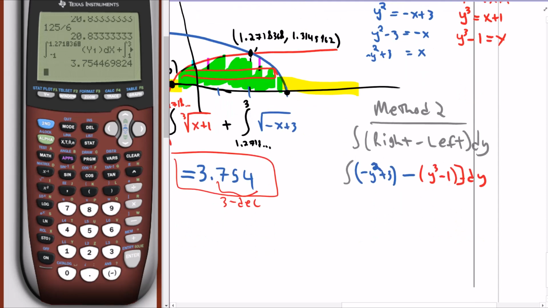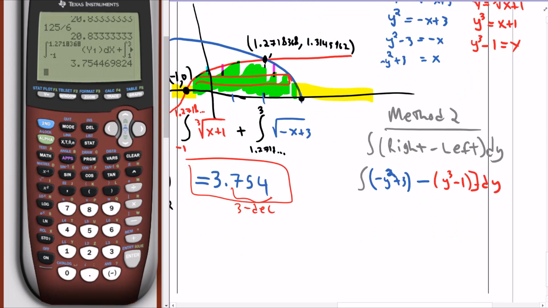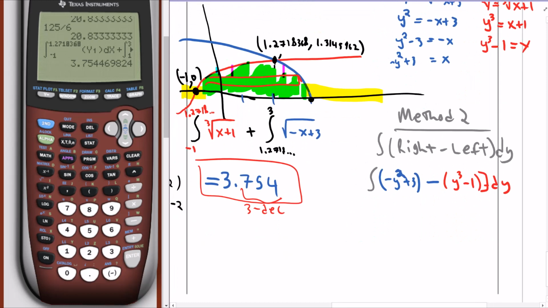Then we need to know what the limits of integration are. Remember, we're using y coordinates, so bottom, top: what's the lowest y gets? The lowest y gets is here on the x-axis, which is a y coordinate of 0, and the highest y gets is the y coordinate up here, the point of intersection for them. So the y coordinate here would be 1.3145962.